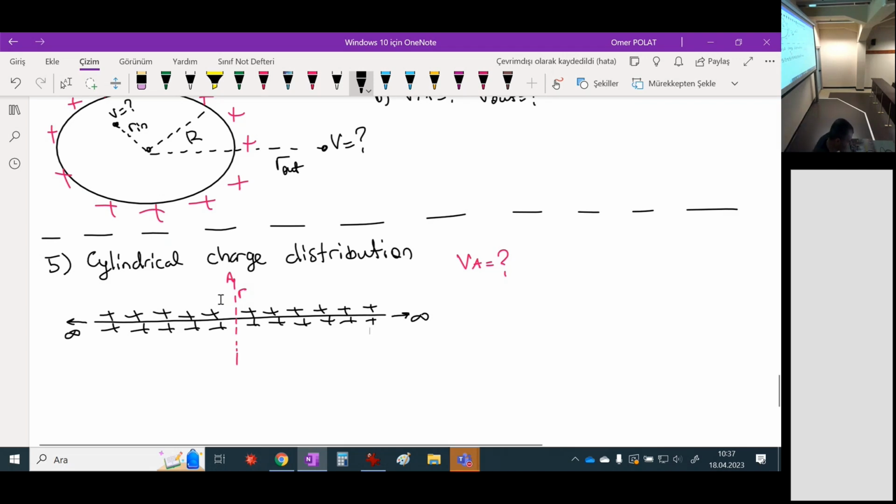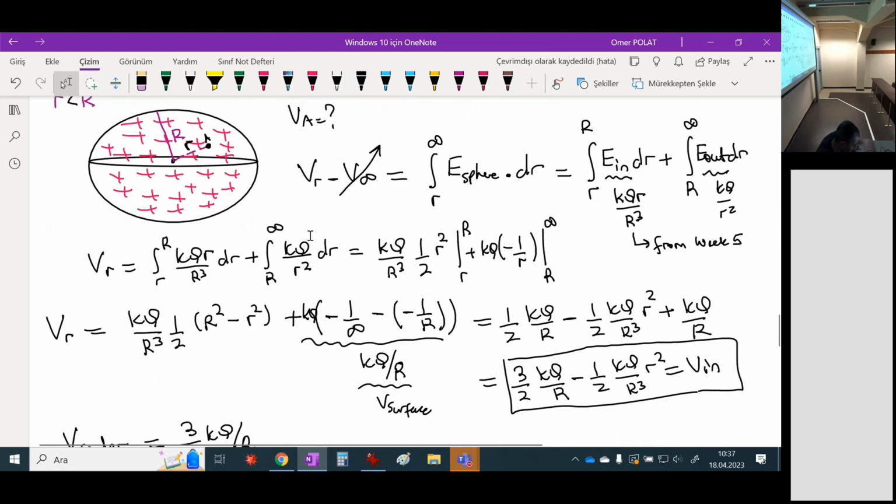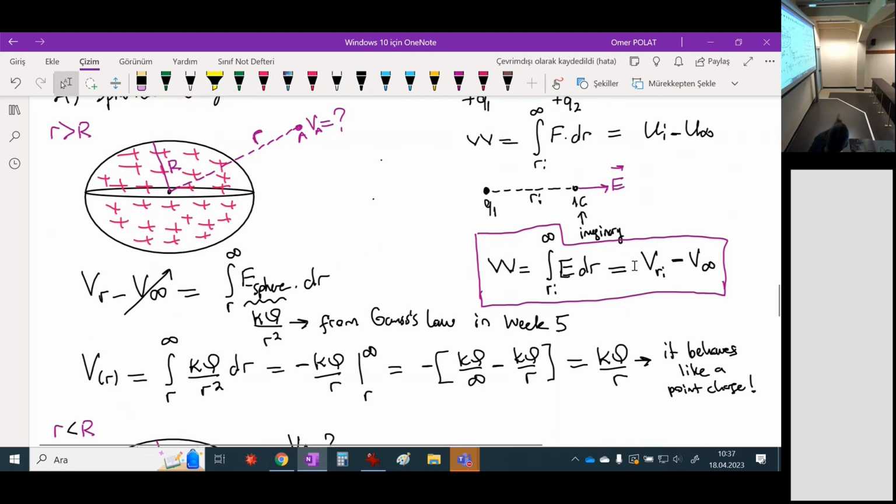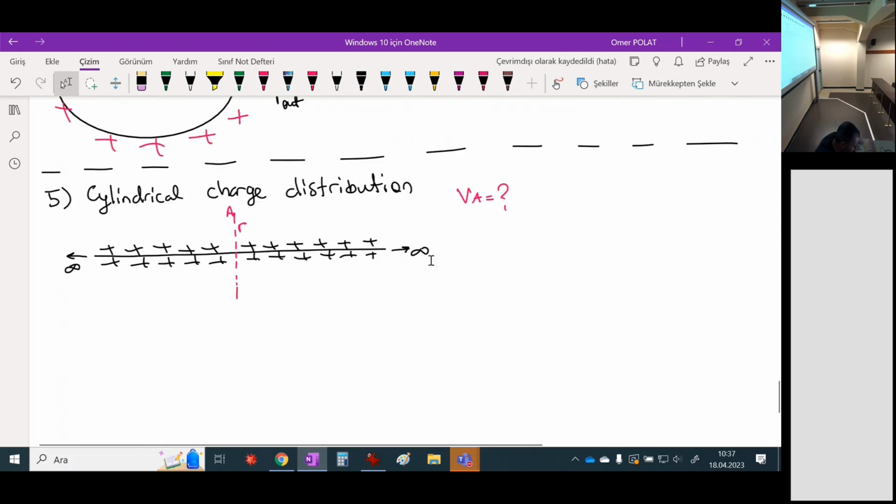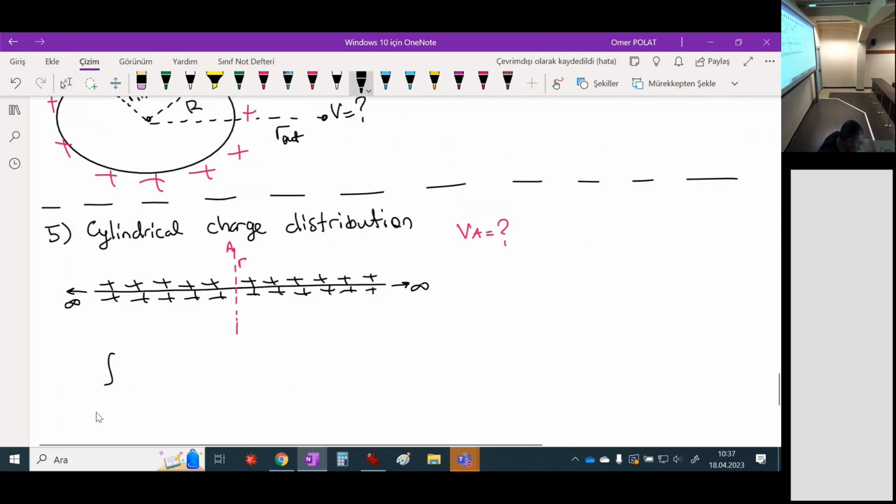Of course, we use the same relationship, this one. So work done by the electric field is the potential difference between two points. So I'm writing from R to infinity again. So we are checking with infinity. From R, the distance from the origin, R to infinity, electric field of the cable times dr equals VR minus V infinity.